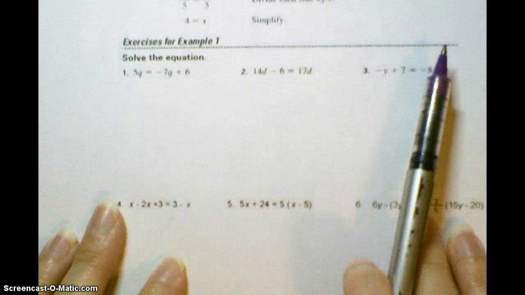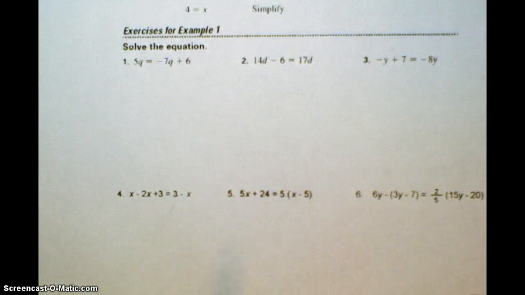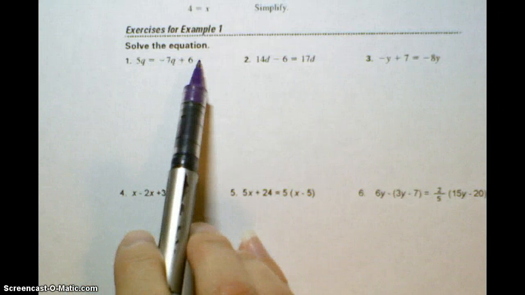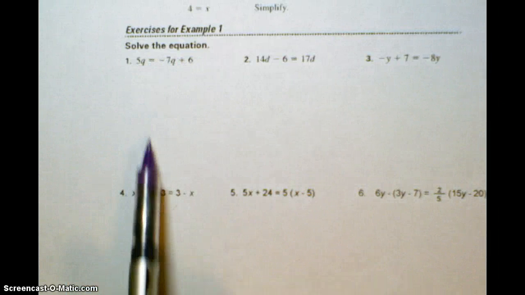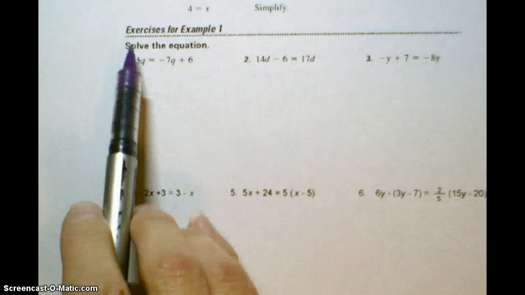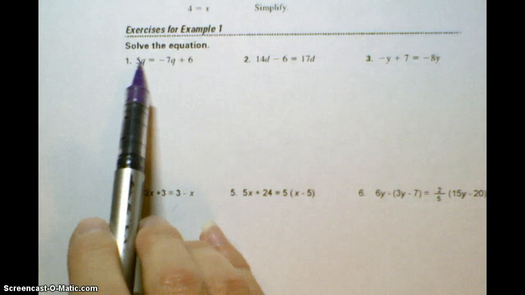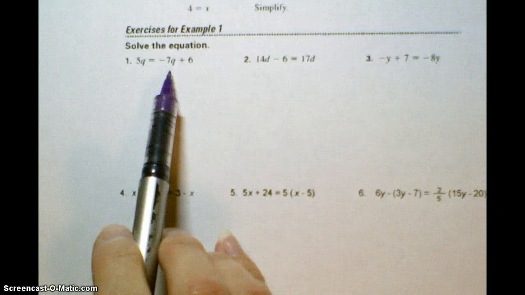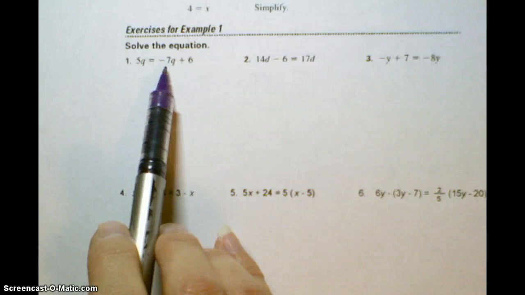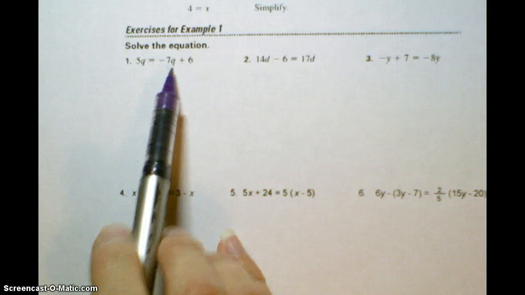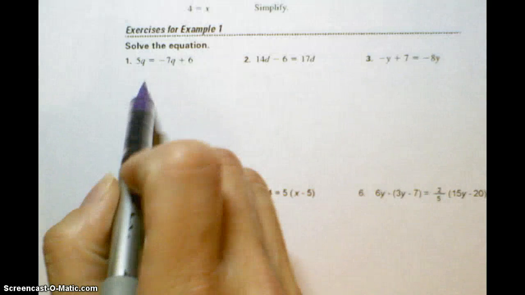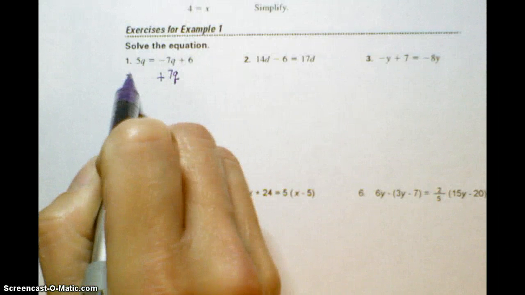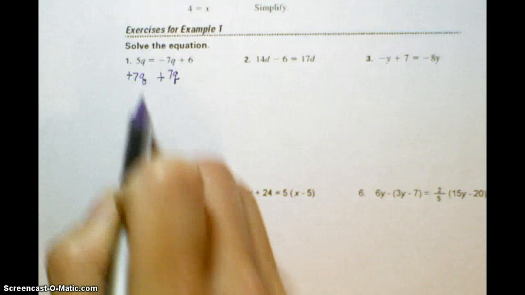Let's look at some of these examples. In number 1, I have 5q equals negative 7q plus 6. Remember, I need only one q answer. Since 5q is by itself on this side of the equation, I cannot move it over here, leaving nothing. So I need to get rid of the negative 7q and add it to both sides, giving me 1q. So if I add 7q over here, I need to add 7q over here.